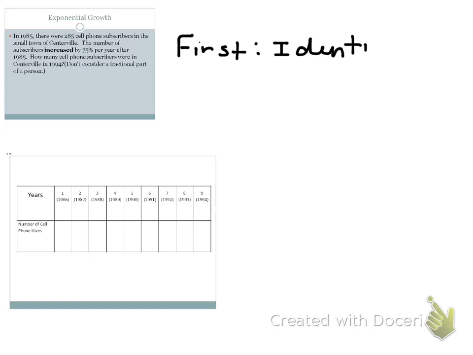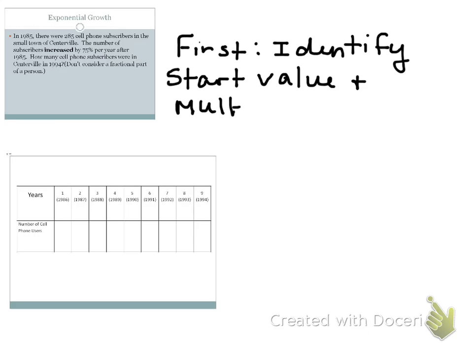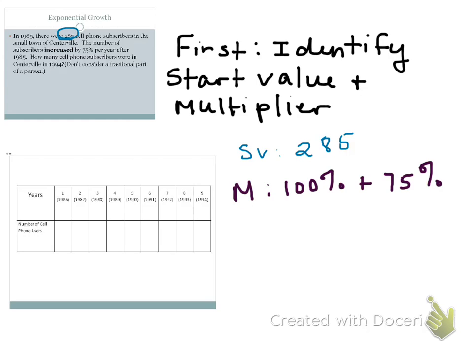So our first step is to identify what the start value and the multipliers are. So our start value is going to be 185 because that's initially how many subscribers there were in 1985. Our multiplier, you always start with the whole, so 100%. And the question, we're seeing how much more is it increasing by each year. In this case, it's 75%. So we add those two together and end up with 175%. The only thing is we're not done. We need to change that into a decimal. So we end up with 1.75.